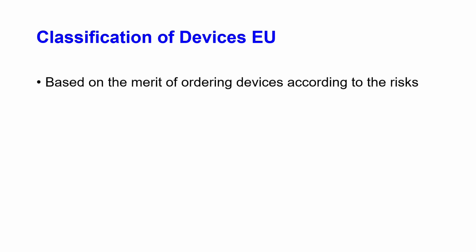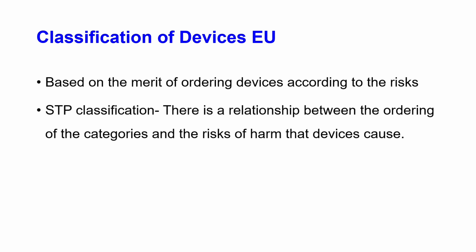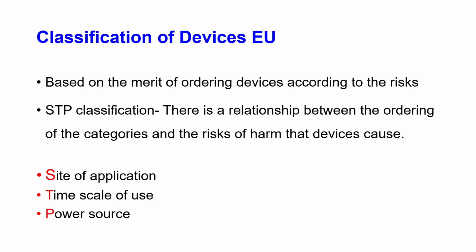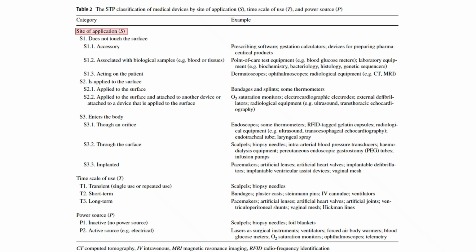Classification based on the European Union is mainly the STP classification. So site of application will be there, then time scale of use and power source. Again, the STP classification is classified into S1, S2, S3. S1 does not touch the surface, S2 is applied to the surface, S3 enters the body, and time scale and power source, whether electricity is needed or not. Various examples are encircled simultaneously on the right side of your PPT.